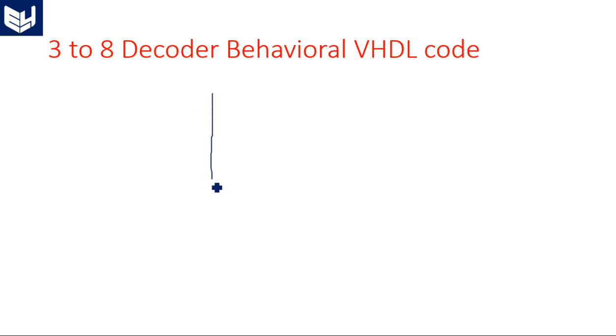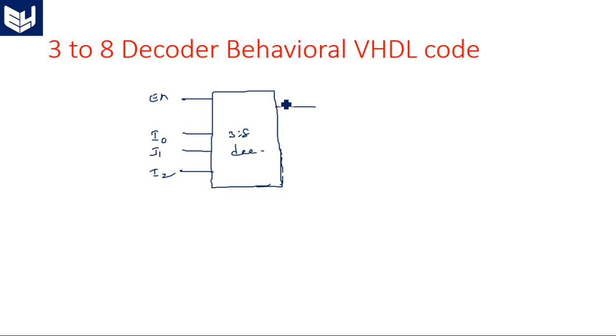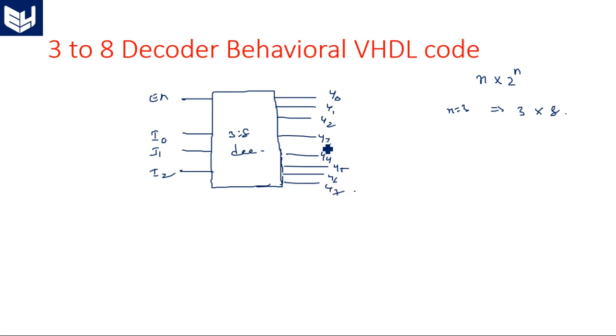We know the 3-to-8 decoder very well. It has an enable pin. This is a simple 3-to-8 decoder, not an IC; if it were an IC, it would have different pins. We have one enable pin along with the three inputs I0, I1, I2, and a total of 8 outputs, because the size is generally n by 2 power n. Here n is equal to 3, so it gives 3 by 8, that is 8 output lines: y0, y1, y2, y3, y4, y5, y6 and y7. This is the 3-to-8 decoder logic diagram.